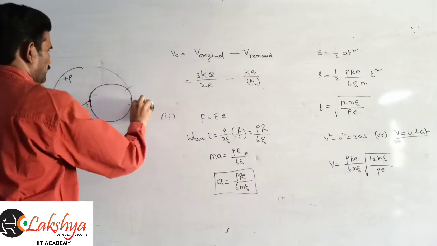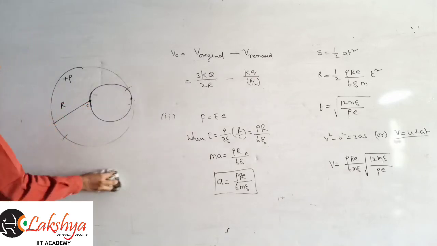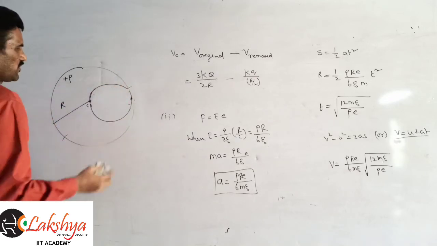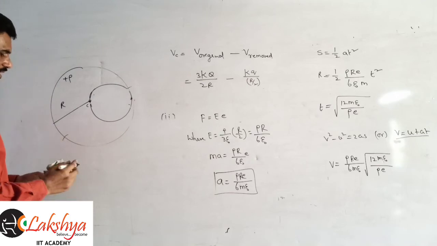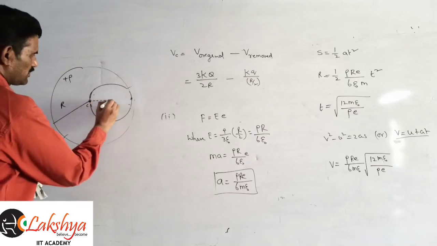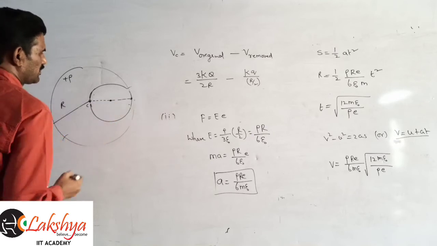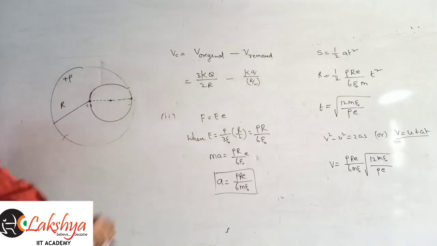See, in the same problem, for example, instead of releasing the electron from the point A, I am releasing it from another point here. Note this and find the time taken and velocity. Second part of this problem. Suppose I am releasing this particle from here.